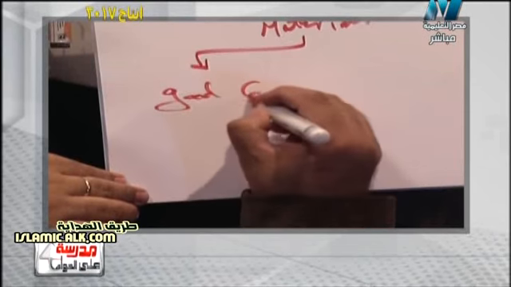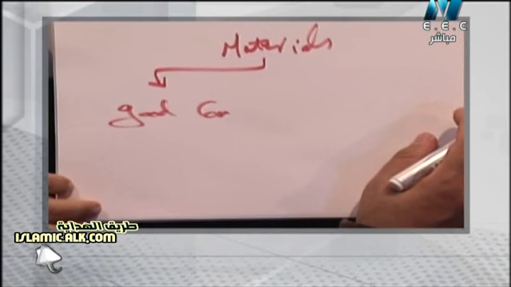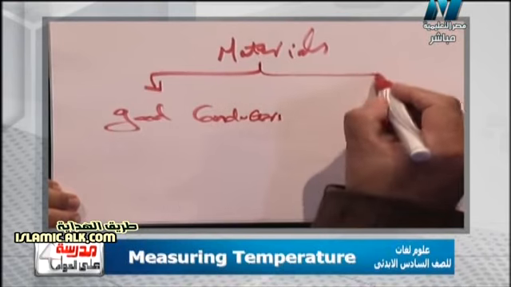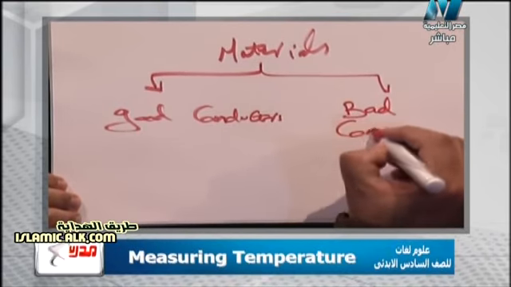Before we say how we can measure temperature, let's start with a very important point which we started in the last episode, which is the differentiation between materials. In the last episode we differentiated between materials and said there are good conductors and bad conductors. So we have classified the materials into 2 types, which are good conductor and bad conductor. So what's the difference between them?